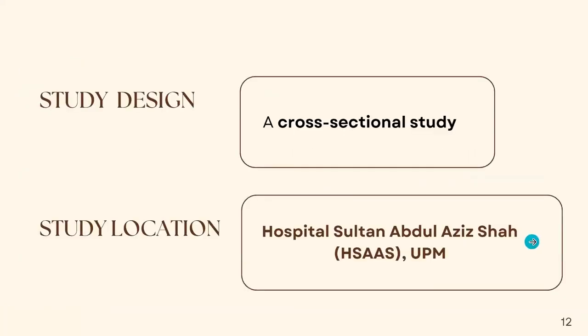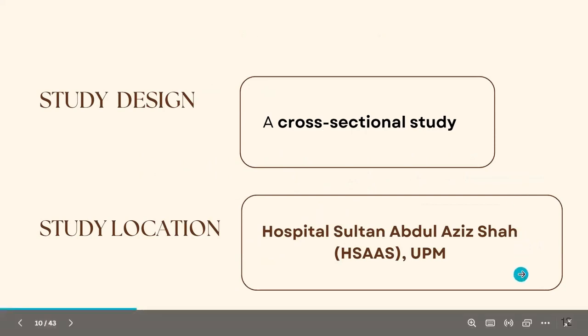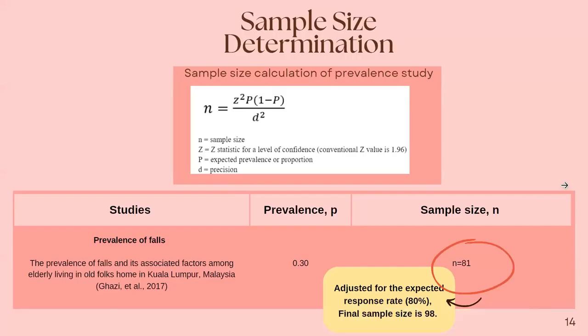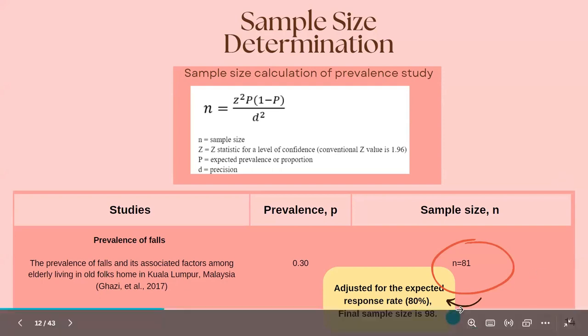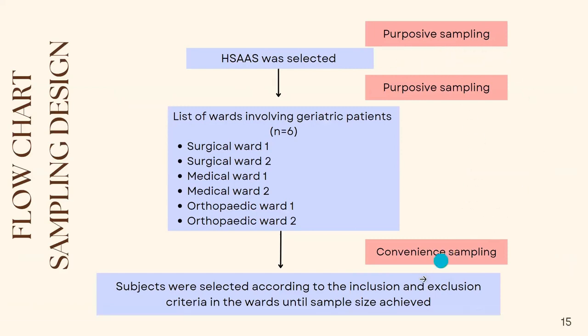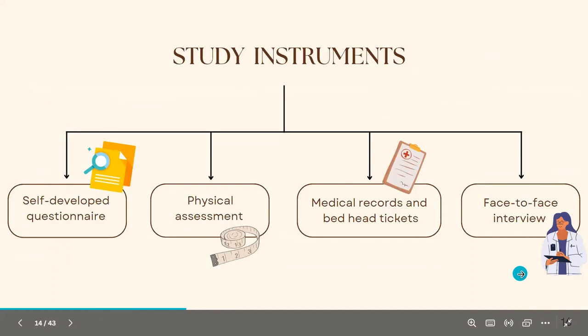For the methodology, this is a cross-sectional study. We did it at Hospital Sultan Abdul Aziz Shah, HESAS UPM. We screened the patients according to the inclusion and exclusion criteria. The sample size needed for this study is about 98. For the sampling design, we used purposive sampling and also convenience sampling.